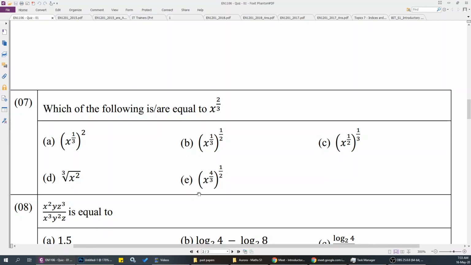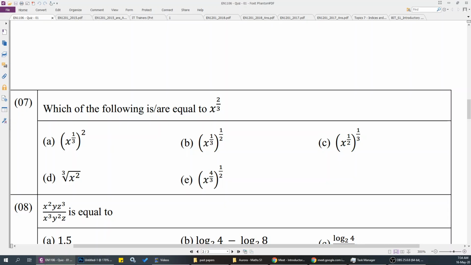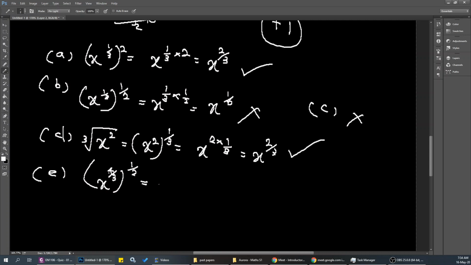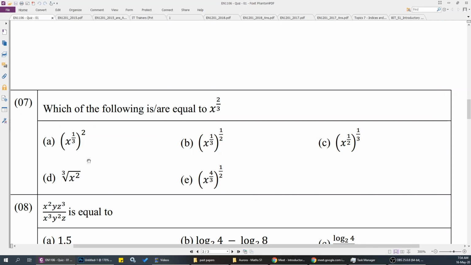And I'm going to see the answer E. Answer E is x to the power 4 over 3, whole thing raised to the power 1 over 2. Again, we have x to the power 4 over 3 times half, and you get 2 over 3. So E is an answer. Okay, so the answers are A, D, and E for this question.